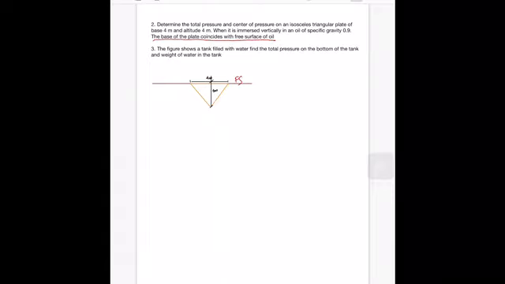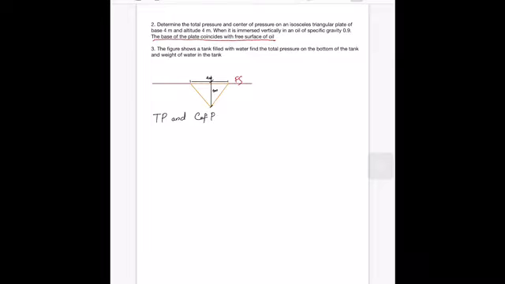So we need to find out total pressure and center of pressure. We need to find out total pressure. Center of pressure is nothing but H star. Center of gravity H bar is not center of pressure. H star is the vertical distance from free surface to center of pressure. So even if you are asked to find out center of pressure, what they are asking is to find out H star, the location of center of pressure. That means H star.